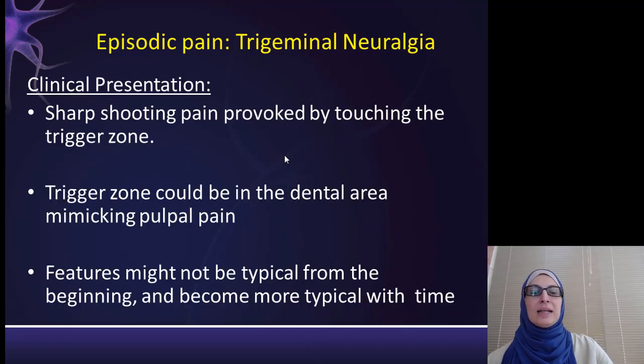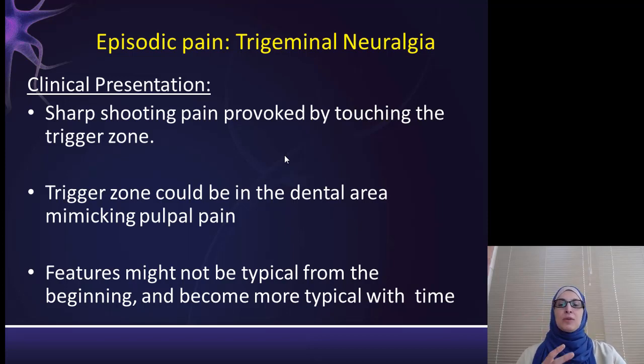How it is presented clinically, as I said, it's an episodic pain, so the patient has electric shock, sharp pain, and we are talking about trigeminal neuralgia, so it's affecting the trigeminal nerve. It could affect the ophthalmic branch, the maxillary branch, or the mandibular branch, and most commonly the mandibular branch is affected. Some patients have two, like the maxillary and mandibular, both of them affected. So it is presented as sharp-shooting pain.